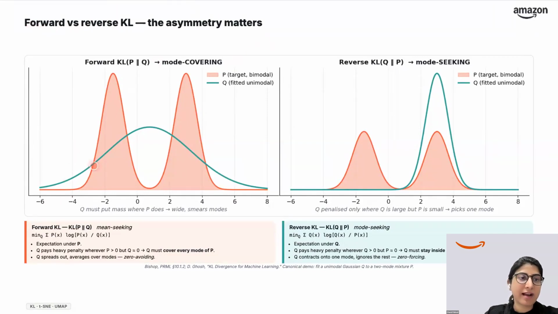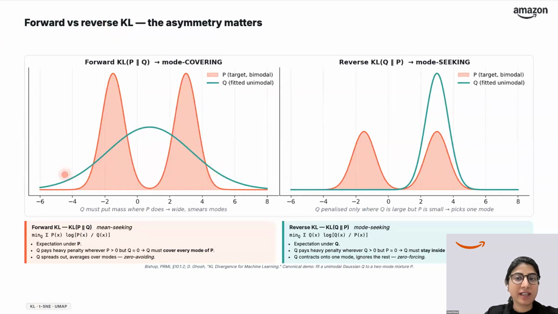Let's try to understand the reverse and forward KL and how they are asymmetric. Given that you have a target distribution, the true distribution, which is bimodal, you want to fit it with a unimodal distribution Q. If we optimize forward KL and reverse KL, we'll get two different fitted distributions with forward and reverse KL.